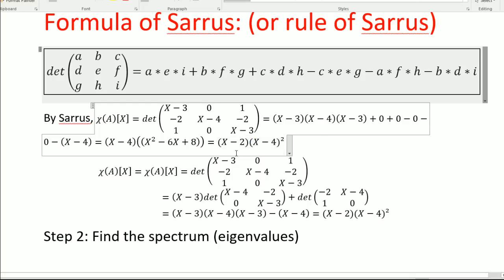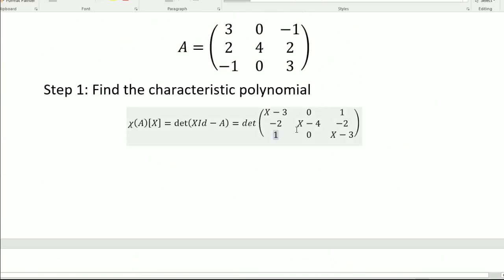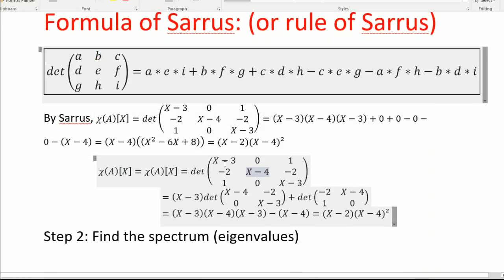The second method is actually developing. So we have this matrix that is actually the same as this one, and we'll develop from the first line. So we have x minus 3 times the determinant of this one here, minus 0 times the determinant of this matrix here, but since it's 0, it doesn't matter, plus 1 times the determinant of this matrix here.